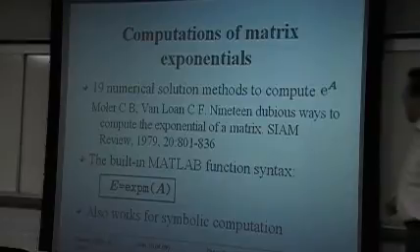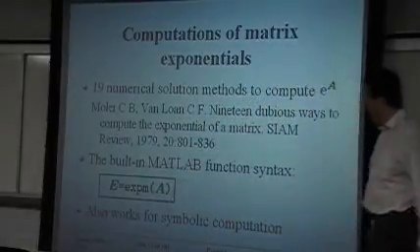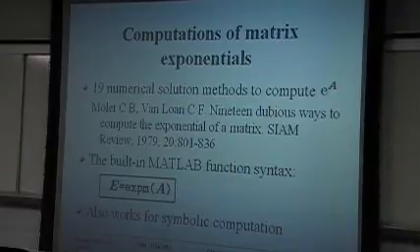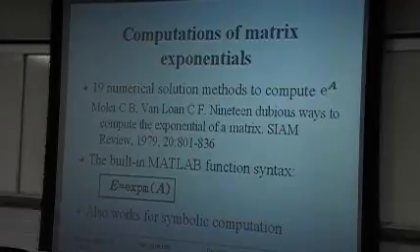And in MATLAB, we can use expm to find the exponential. This function can also be used for a symbolic matrix A. And also for this form, exponential of At, it can also be used.